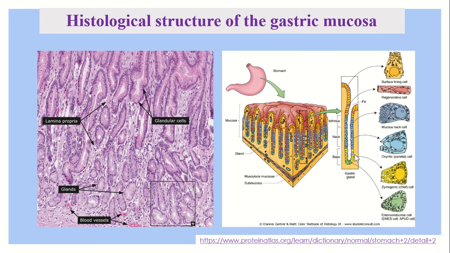And the gastric glands have some different cell types as well: the zymogenic chief cells that produce pepsinogen, then parietal or oxyntic cells that produce hydrochloric acid, then mucous cells. There are two types of mucous cells, located in the neck region and also in the surface lining cells. Here we see the stem cells or regenerative cells, with also the enteroendocrine cells. For example, the major hormone that they produce in the stomach is gastrin.